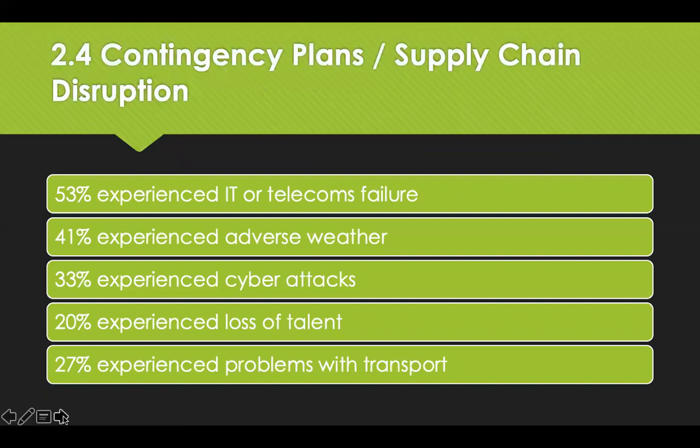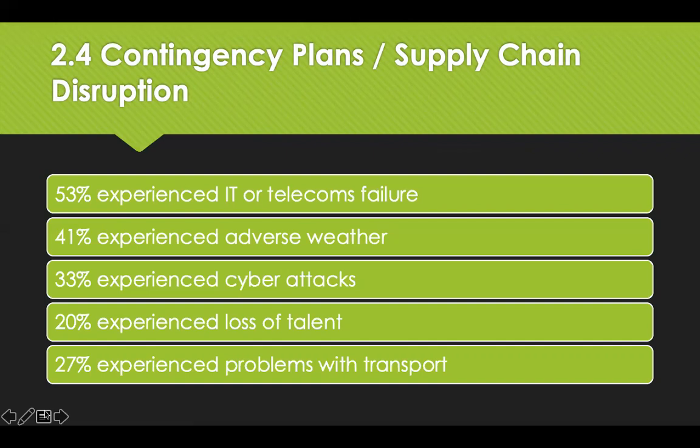Now, as supply chains become longer, more complicated, more geographically dispersed, the chances of a serious incident causing a supply chain interruption increases. And a survey in 2018 found the most common causes for supply chain disruption. So 53% experienced IT or telecoms failures, 41% due to adverse weather, 33% for cyber attacks, 20% loss of talent, and 27% problems with transport.